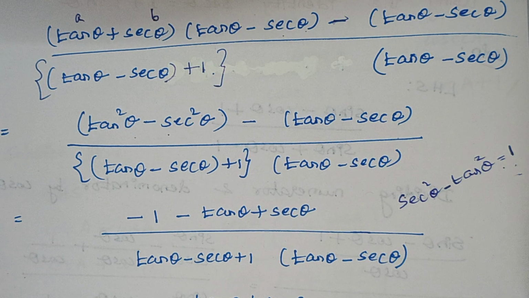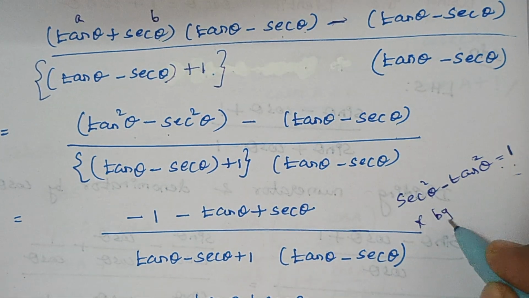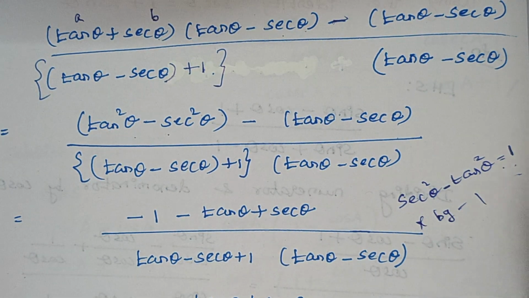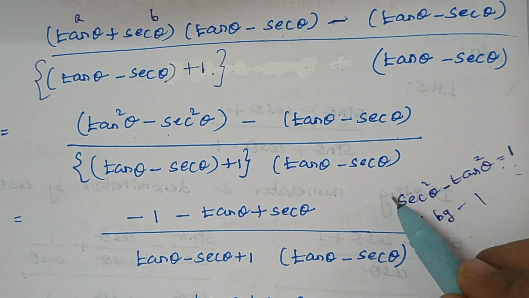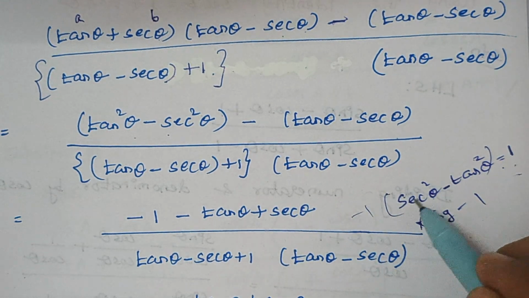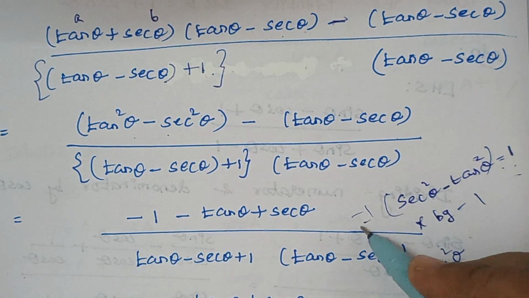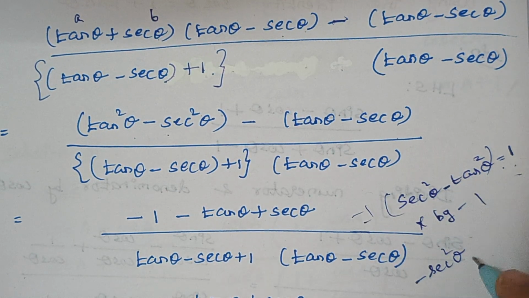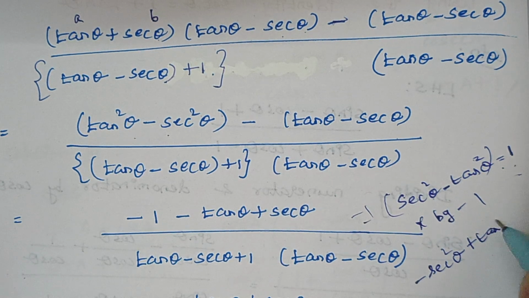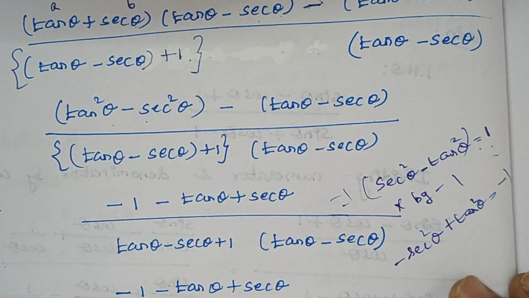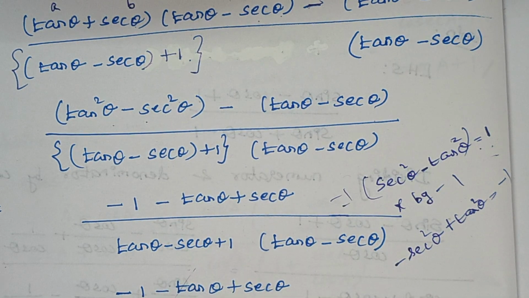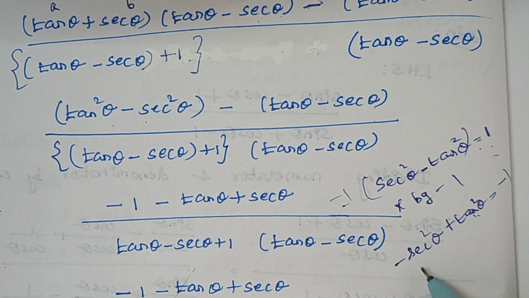If you have a doubt, multiply both sides by minus 1. When it is multiplied by minus 1, minus 1 into secant square theta becomes minus secant square theta, minus 1 into minus tan square theta becomes plus tan square theta, and 1 into minus 1 becomes minus 1. So this is what we have here: plus tan square theta minus secant square theta. Therefore this is equal to minus 1.